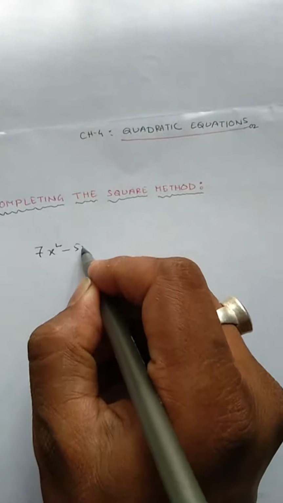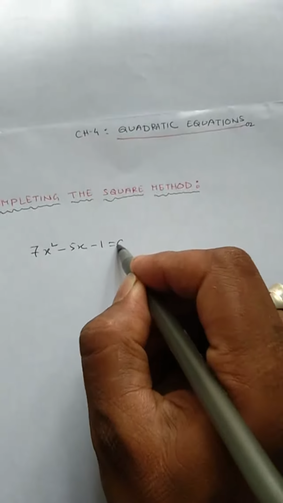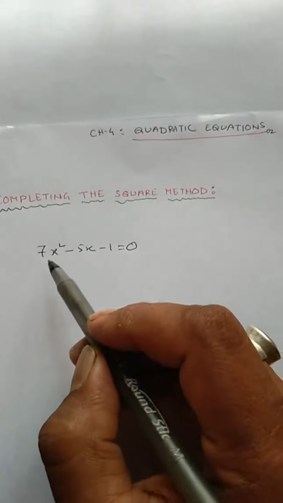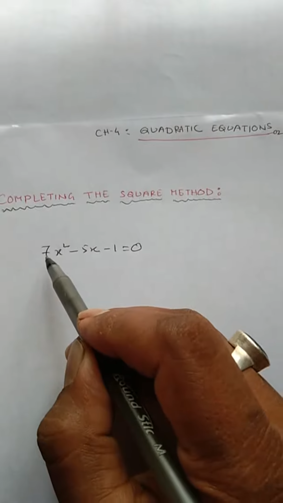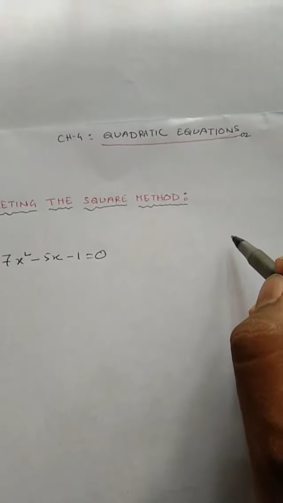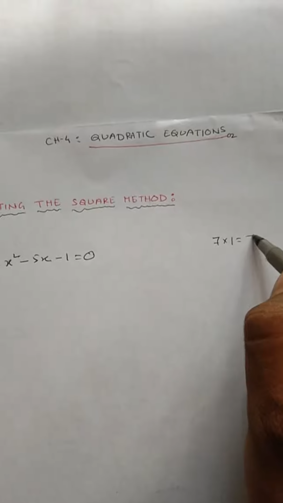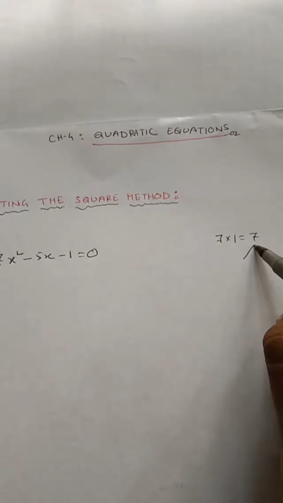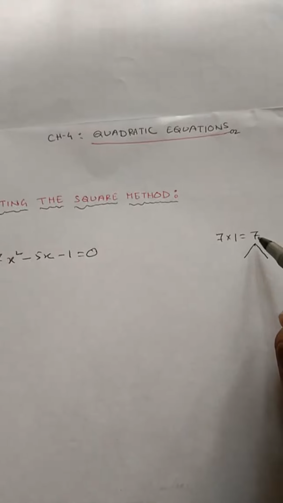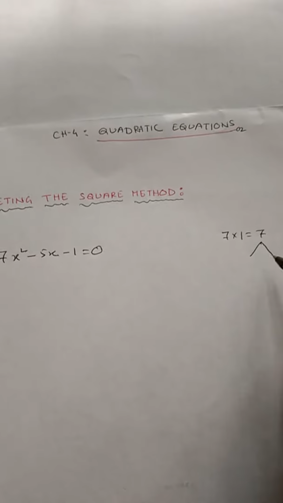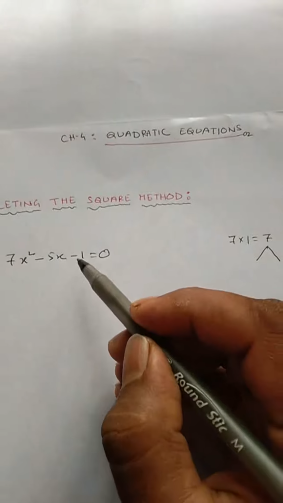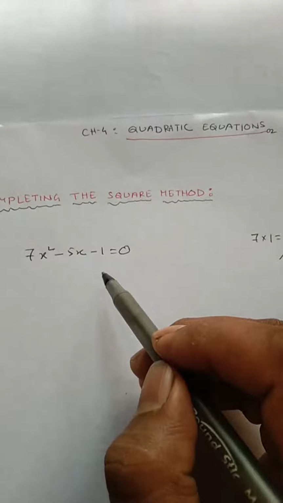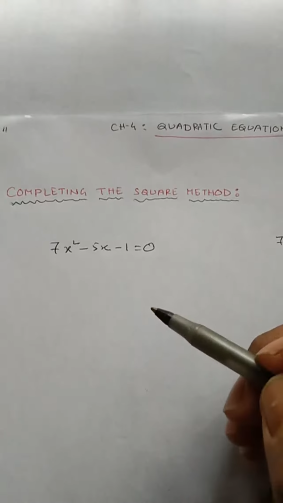7x square minus 5x minus 1 equal to 0. If we see this equation, the coefficient of x square is 7, and 7 and 1 if we multiply, that will be 7 only. Now if we try to see, we cannot get integral factors of 7 whose difference is 5. So here we cannot solve this using the factorization method.